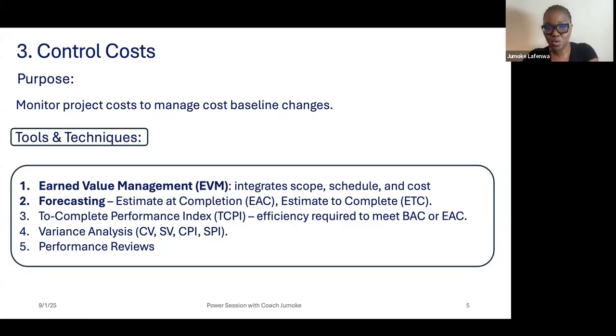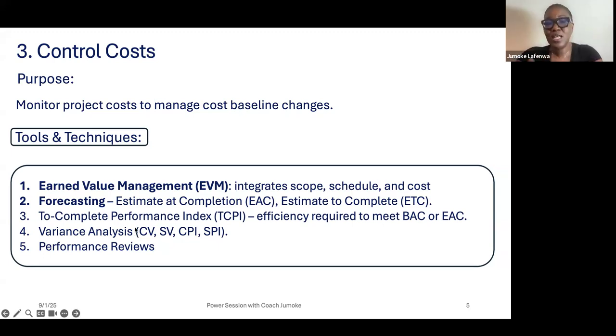That is the estimate to complete, which is different from budget at completion. Budget at completion is holistic. It's like the budget itself from beginning to the end. So the estimate at completion could be higher or lower depending on how you are faring with budgets. And then you have the to-complete performance index, which shows the efficiency required to meet budget at completion or estimate at completion. And then you have the variance analysis.